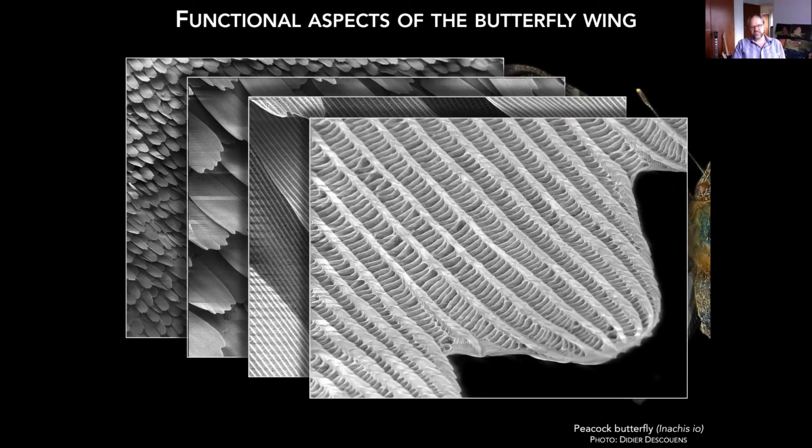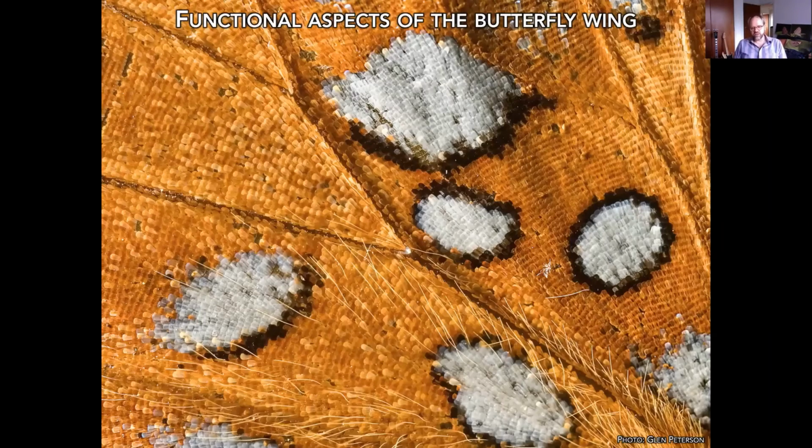And here's an example a bit more out where you can see normal colors. You can see that each of these scales only carries a single color, and it's the combination of these, almost like pixels on a screen, that makes the color we see.